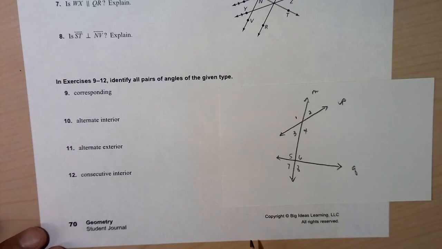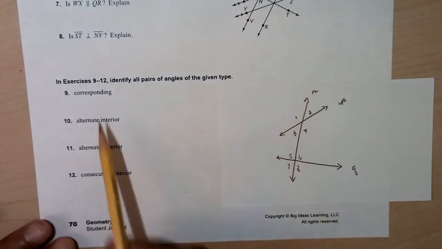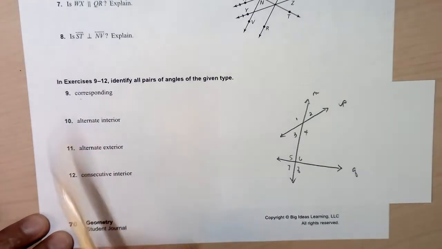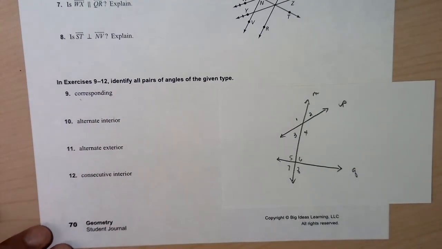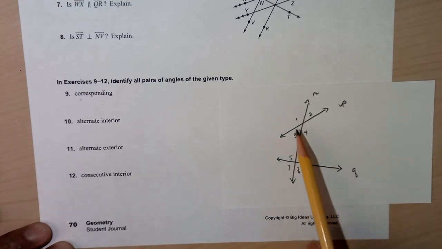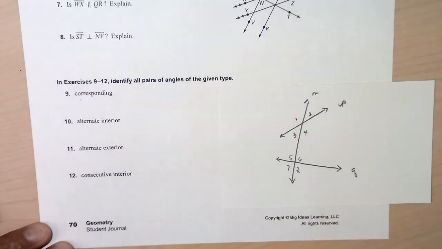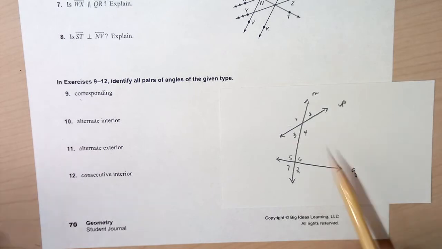All right, so in our next examples here, it says identify all pairs of angles of the given type. So again, we're talking about angle pairs, which means there has to be two angles. So corresponding angles, remember those basically have to be in the same position. So just take a look at angle 1. The first angle, here's what you should notice. It's to the left of the transversal.